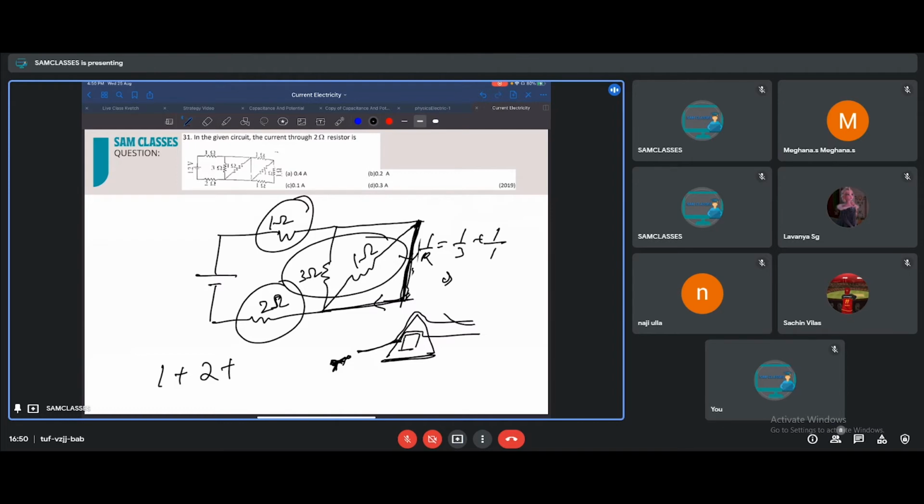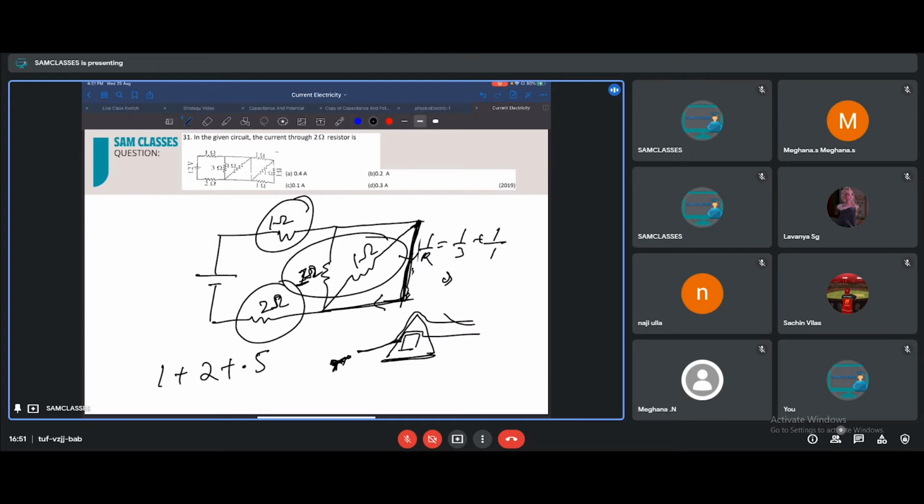Oh, 1 second. This will be, I think so, 1 ohm only. Okay. So it will be what? 0.5 only. Correct. Values we need to check. I just don't know whether this value will be 3 or 1.